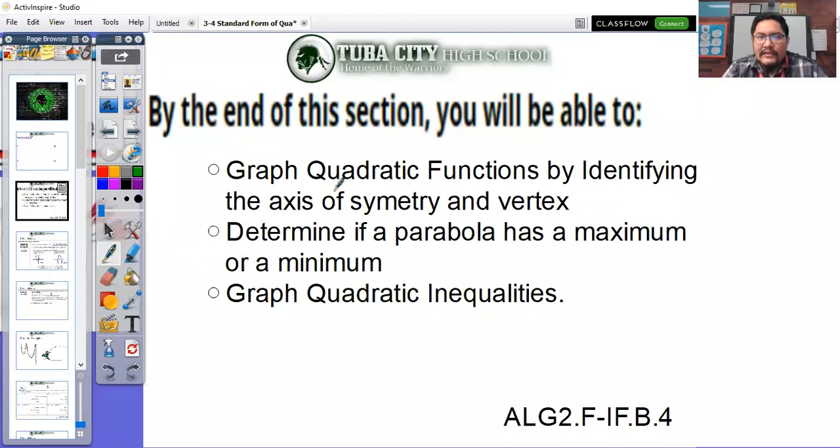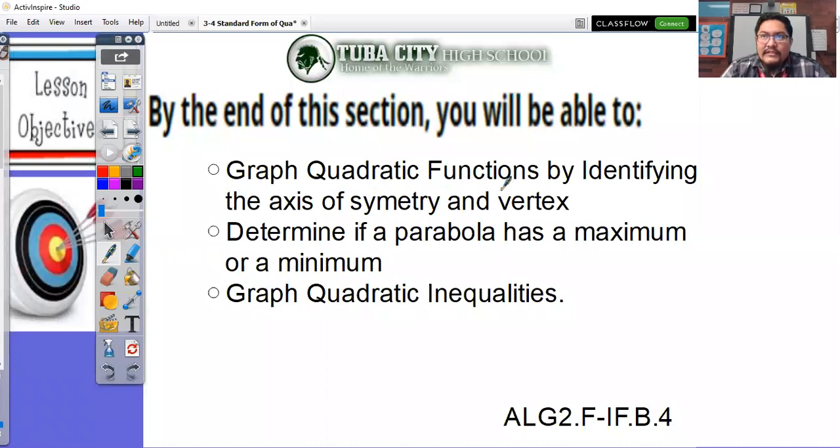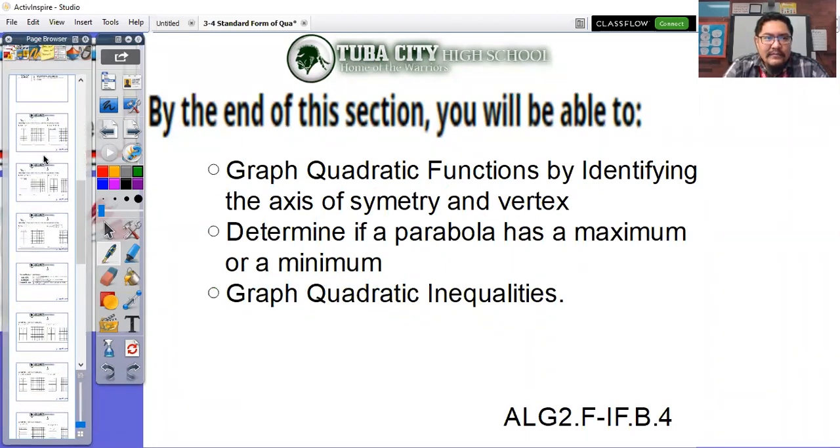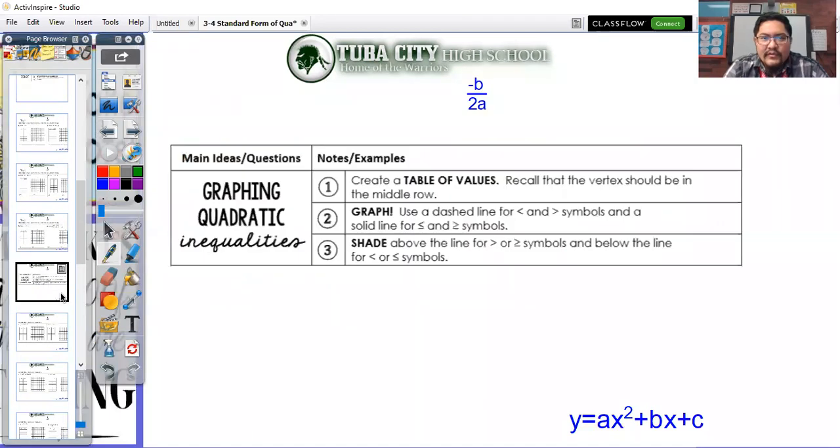So yesterday we were working on graphing quadratic functions by identifying the axis of symmetry and vertex, and then determining if a parabola has a maximum or a minimum. So those were the things we covered yesterday. What we're going to be doing today is graphing quadratic inequalities. We did a little bit of that on these three slides, and we're going to move on over to where we left off.